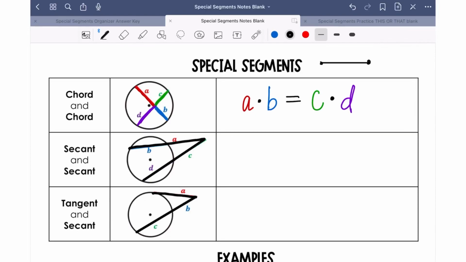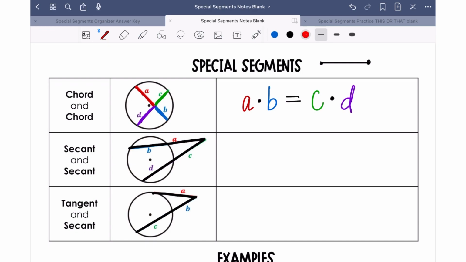With the next special type of segment, it's going to be when you have two secant segments. So both of the segments cross the circle twice, okay? And the formula for this one, get your colored pencils ready, is going to be using the terms outside and whole, since we do have part of the segment that's outside of the circle. So I'm going to use those type of terms to help you with the formula.